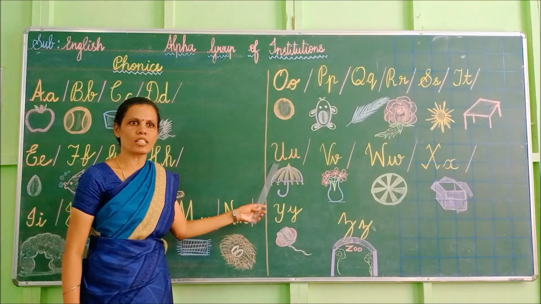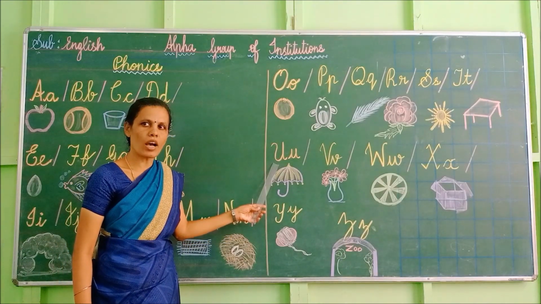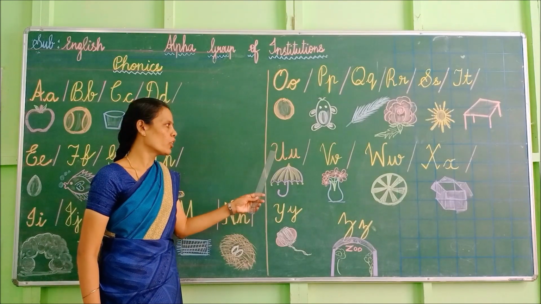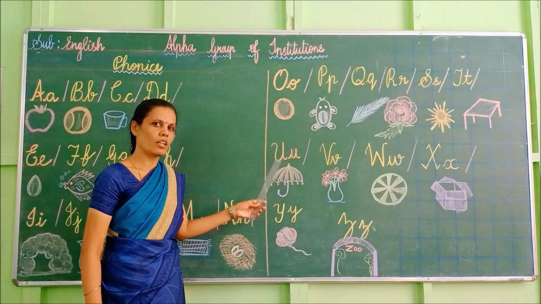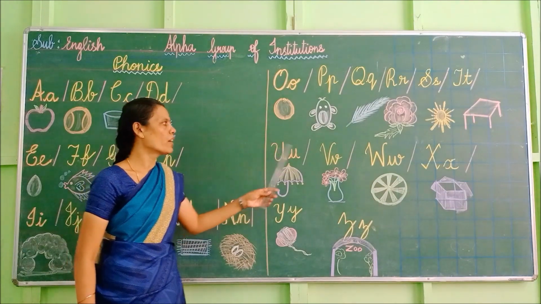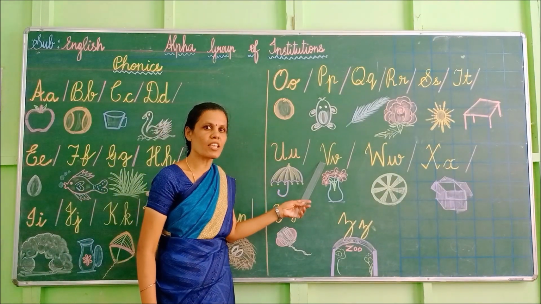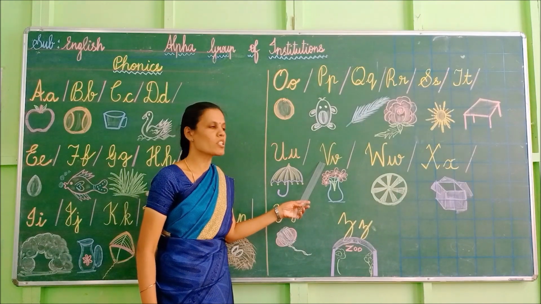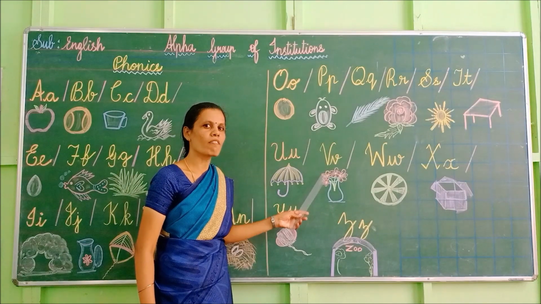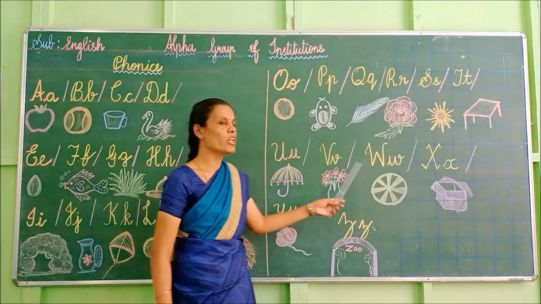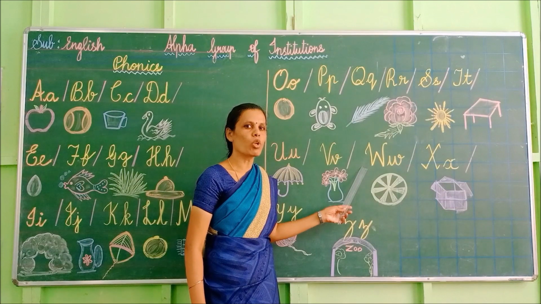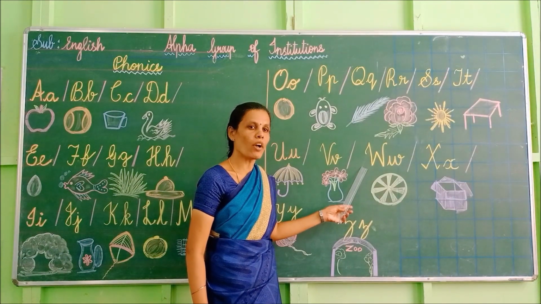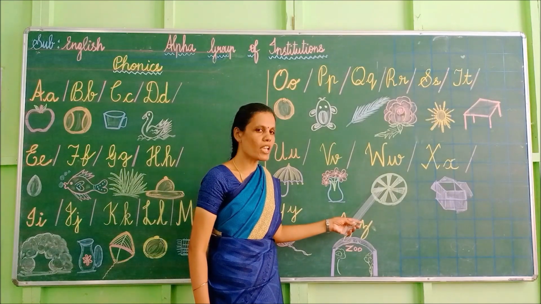U. What letter is this? U. U sounds U. Umbrella. Next one. V. V sounds V. Vase. Next one. W. W sounds W. Wheel.